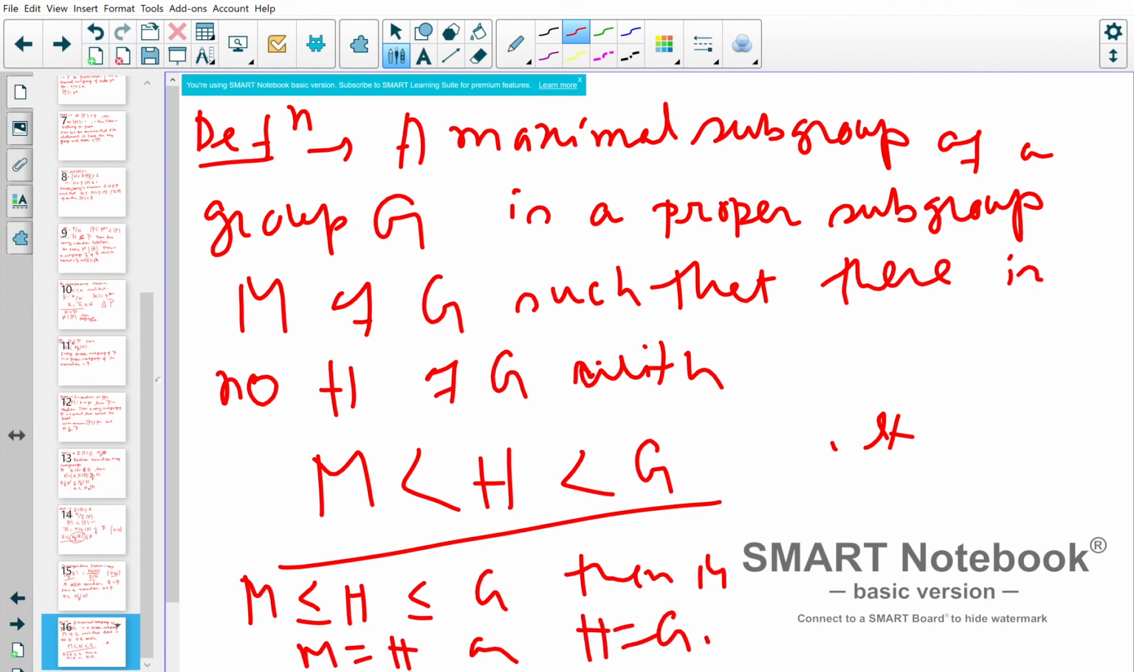Clear? In this case, if you have a subgroup that contains M, then either M equals H or H equals G. So it cannot be sitting properly inside another subgroup which is also proper in G. So this kind of subgroup is called a maximal subgroup of the group G, and that exists obviously.